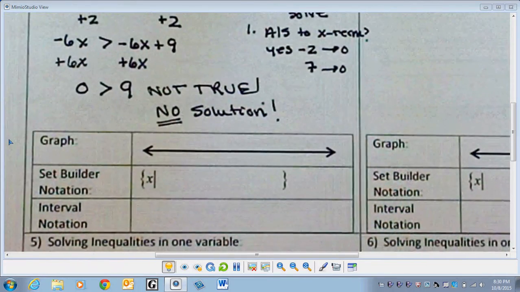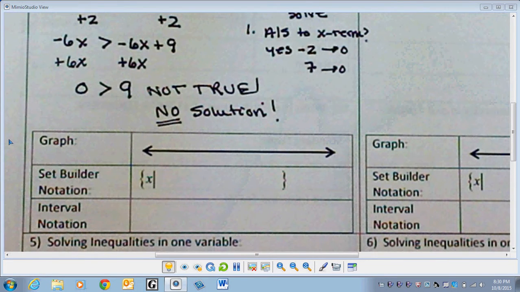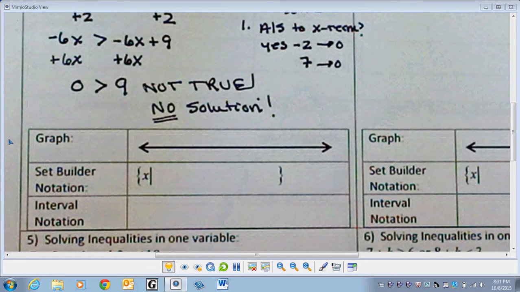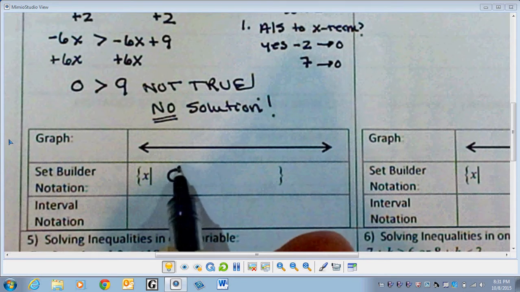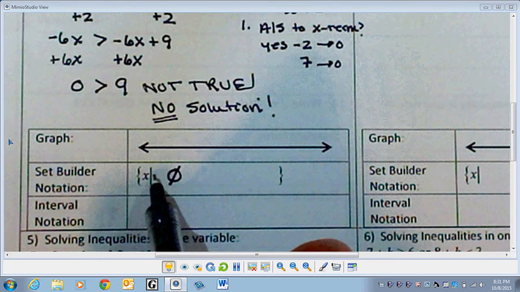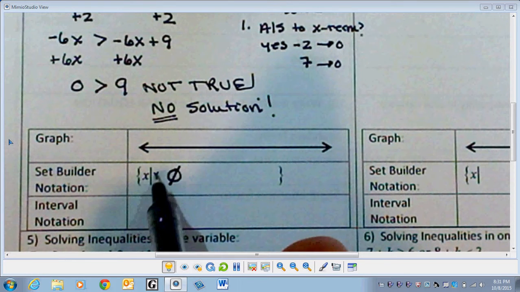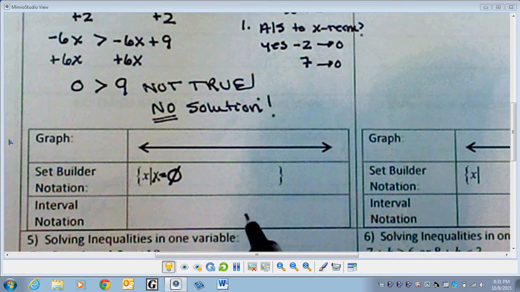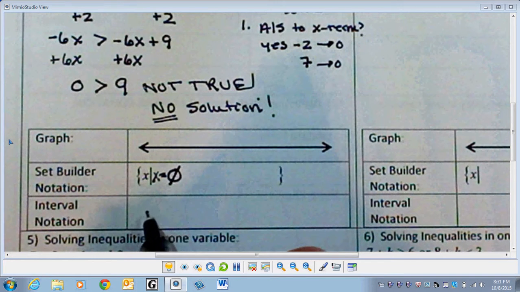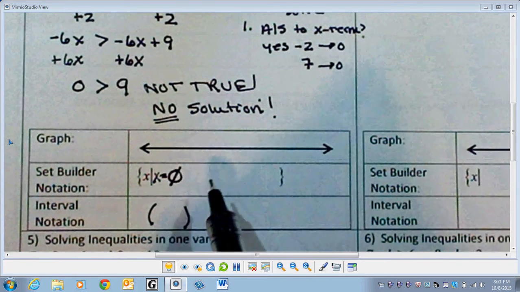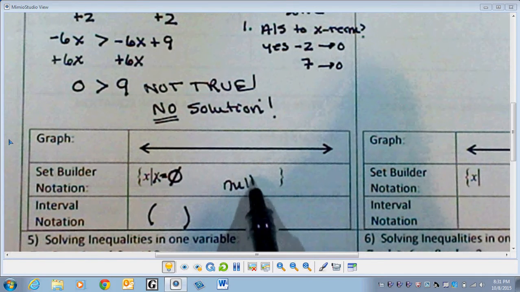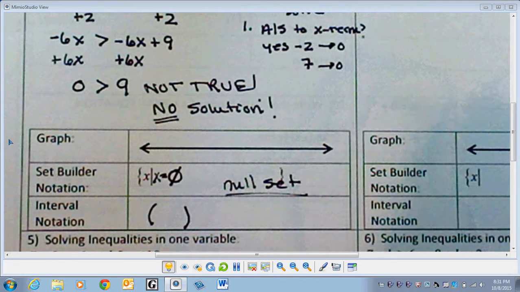As far as graphing, we do not put anything on the graph because we have no solution. Set builder notation, there's no solution, so we're going to say null set. We could say where x is null set. The set such that x is null set. Interval notation, we don't have anything, so we can just say simply null set. There's nothing in there. Okay? So when I say null, this is the word I'm using. Null set, meaning empty. There is nothing in that set at all.